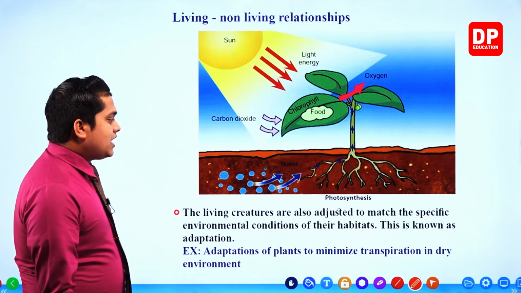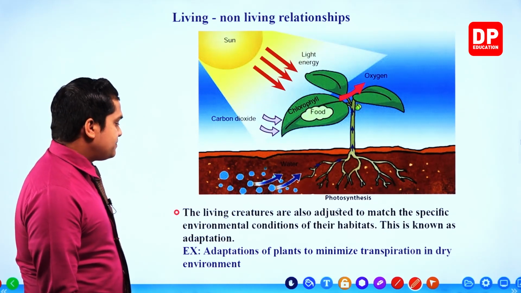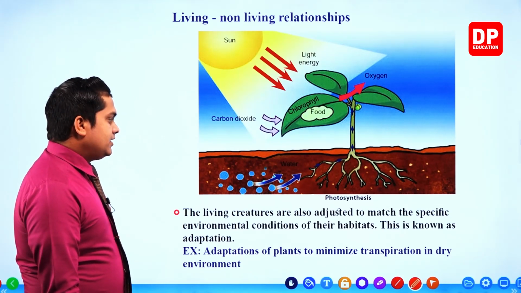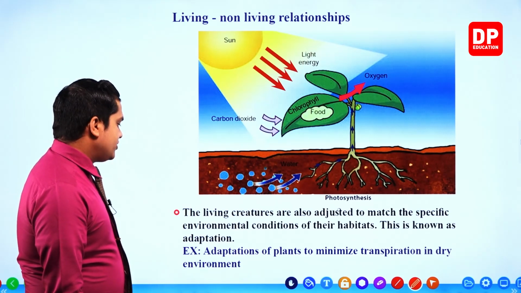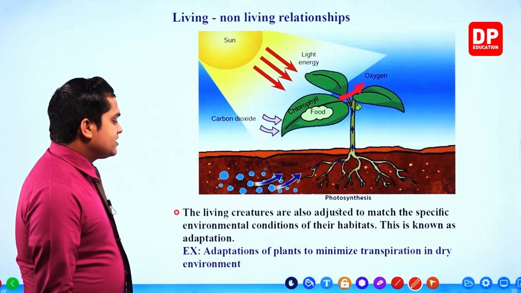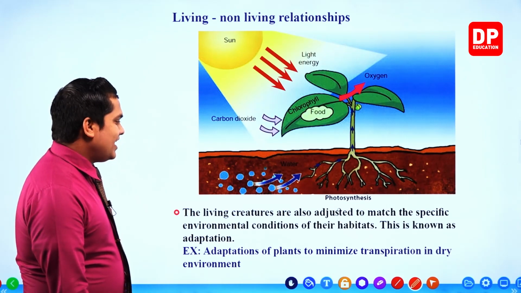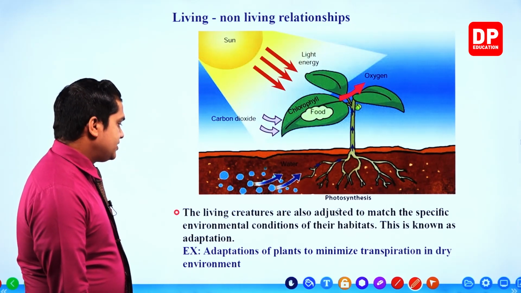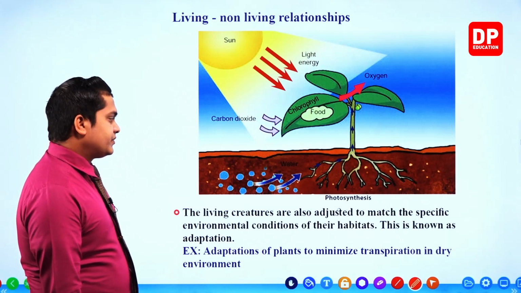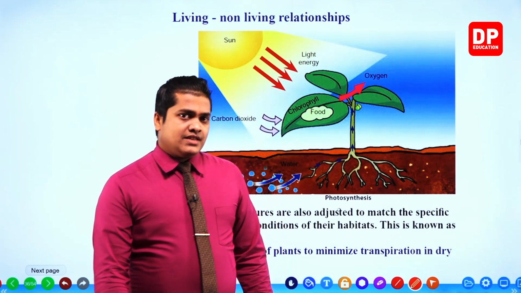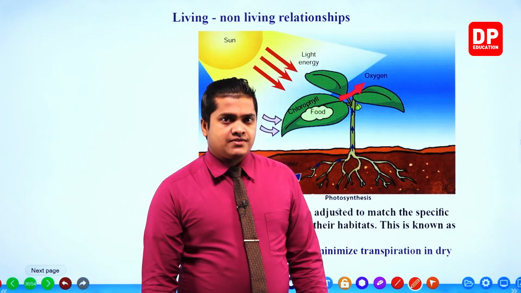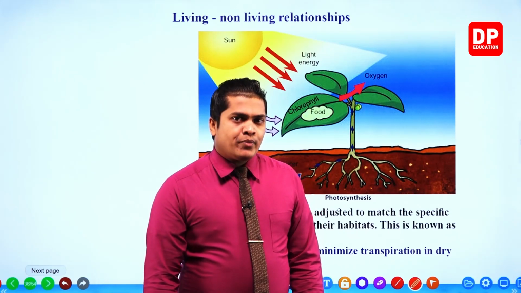living creatures are also adjusted to match the specific environmental conditions of their habitats. This is known as adaptation. Example given: adaptations of plants to minimize transpiration in dry environments. So, my dear children, there are certain things carried out by living organisms which are called adaptations.